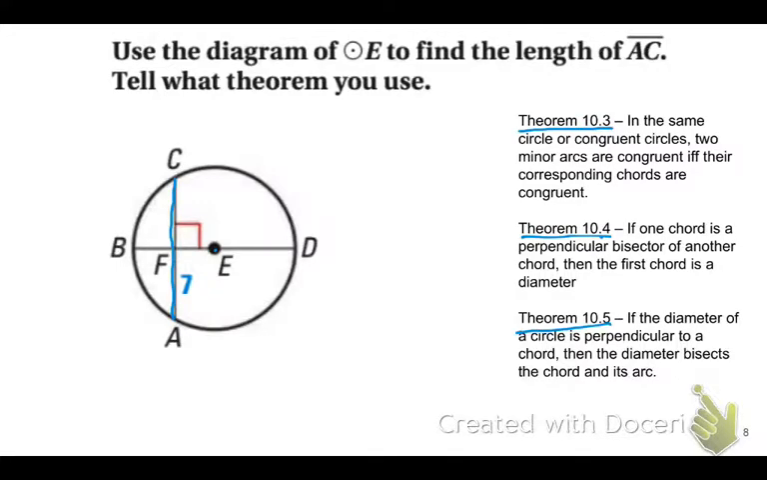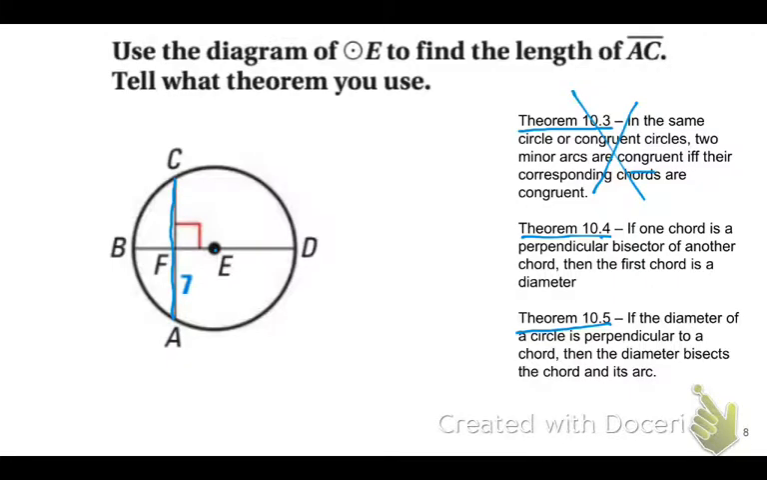So this is just like what you would see on a paper that you had in the exam if you had a theorem sheet. So you'd be looking at these three theorems and going, oh, which one do I use? So let's go through that process of thinking. Theorem 10.3 says, in the same circle or congruent circles, two minor arcs are congruent if and only if their corresponding chords are congruent. But we're really not talking about arcs and congruency to chords. So it doesn't look like 10.3 is going to help us out.